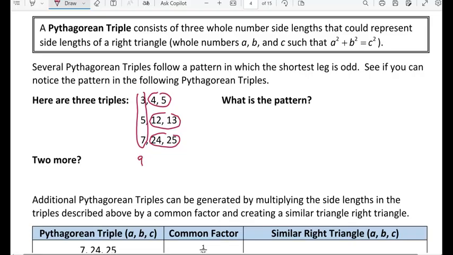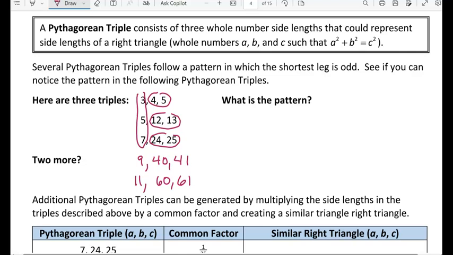So for instance, if we start with the next odd number, 9, then those two remaining side lengths have to be 1 apart and have to add up to 9 squared, or 81. So that would give us 40 and 41. Now if we start with our next odd number, 11, the two remaining sides need to be 1 apart and they need to add up to 11 squared, which is 121, so that would be 60 and 61.